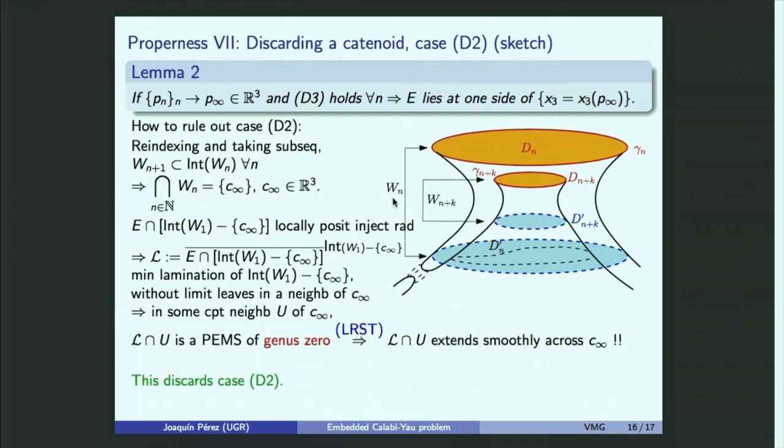But it is a surface of genus 0, which is properly embedded in R^3, in the punctured ball, U minus C_infinity. And then in a previous paper, Bill, Antonio, and myself proved a local removable singularity theorem: because of finite genus, you can extend across this lamination, which is a contradiction. It's impossible to extend across if it's a limit of tiny catenoids. This way, you rule out D2.